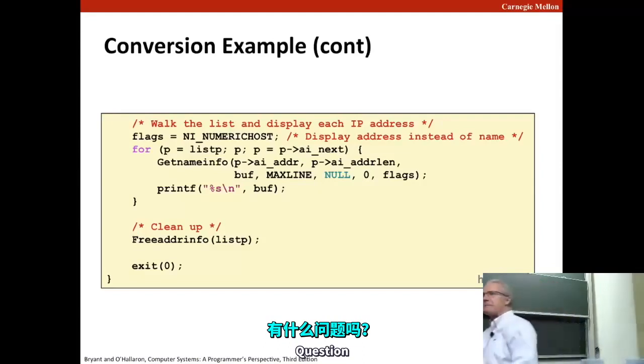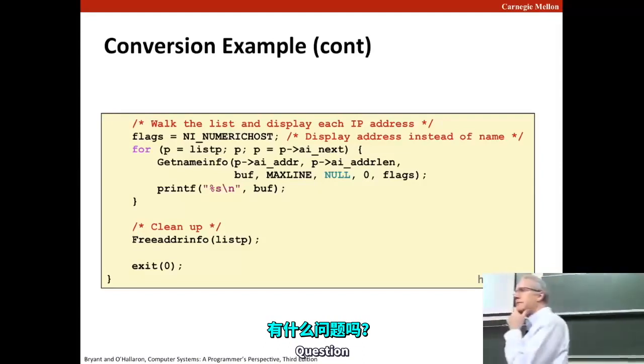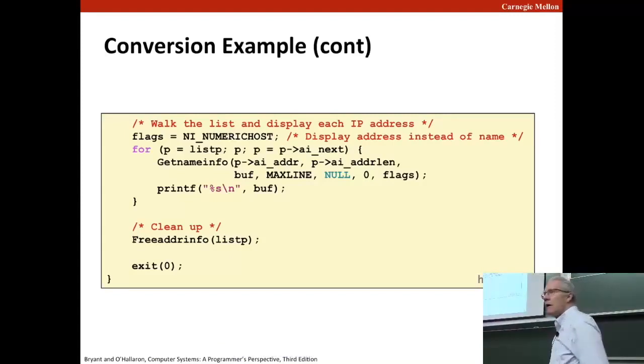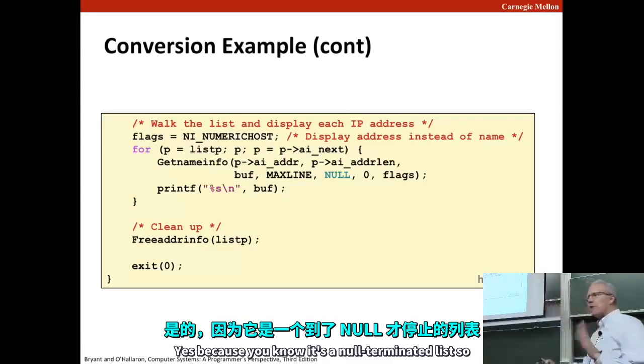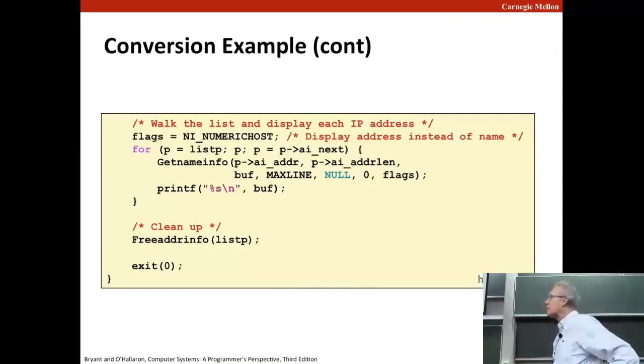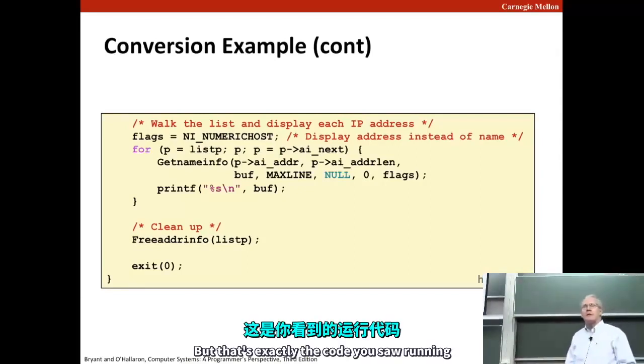Question? So the loop guard is that when p is null? If p is null, then I won't go very far. So that's just the loop guard. Yes, because you know, it's a null terminated list. So, other questions? Good questions. But that's exactly the code you saw running.